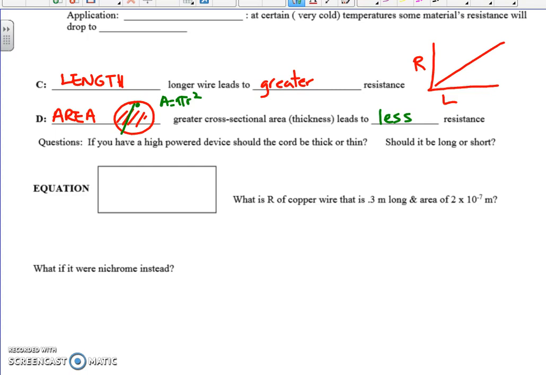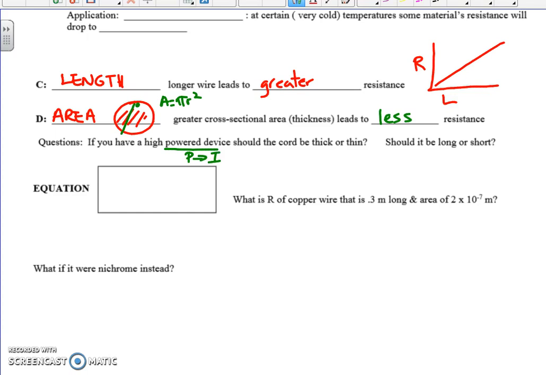Okay, so let's answer a few conceptual questions here. If you have a high-powered device, should the cord be thick or thin? All right, so what does a high-powered device do? A high-powered device has a lot of current.